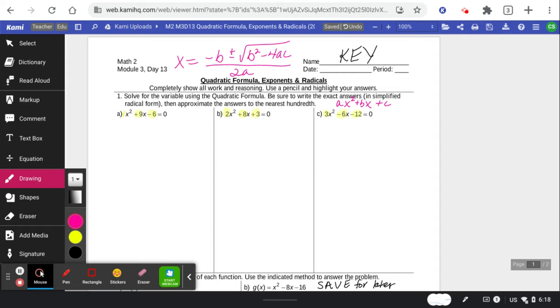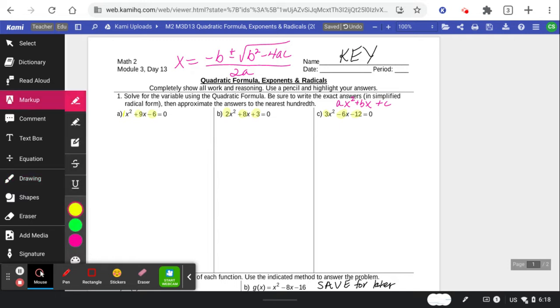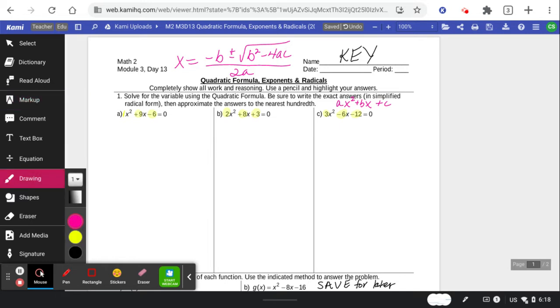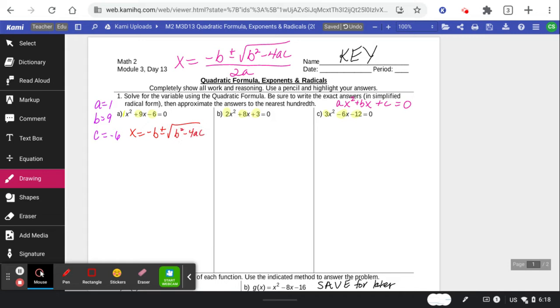In order for us to solve using the quadratic formula, this standard form needs to be equal to 0. So notice here that all of these are equal to 0 and ready to go. When they're equal to 0, we're ready to get a, b, c and plug it in. So A is 1, B is 9, and C is negative 6. We want to write the formula out completely every time so that we start to memorize it.